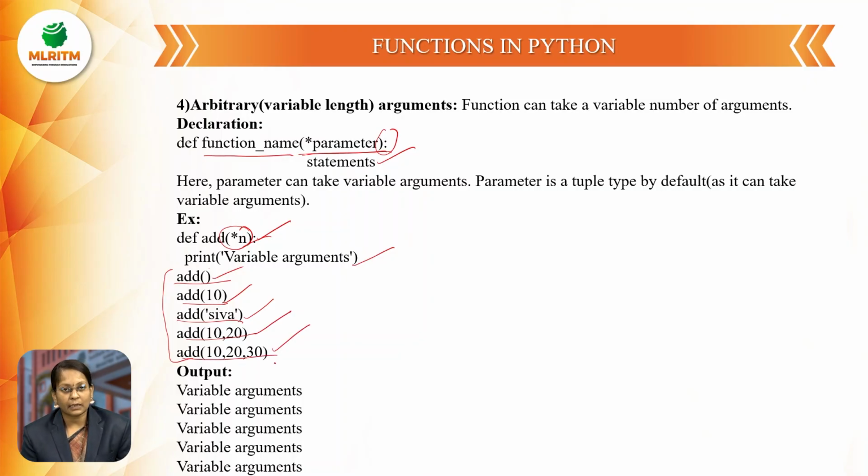That means variable length. In the calling function, the arguments are of variable length. We can pass any number of values. So again, variable arguments, we can pass with any number. This is arbitrary arguments or variable length arguments.